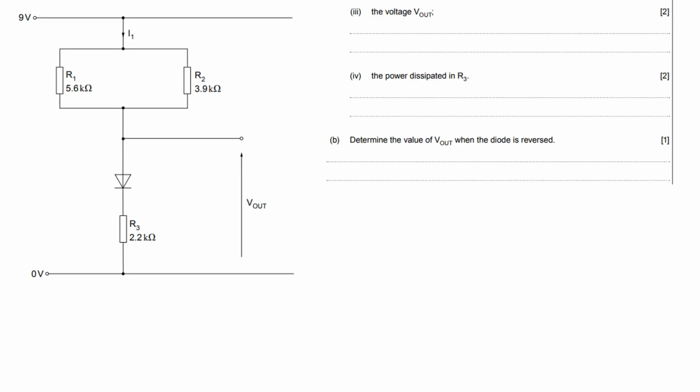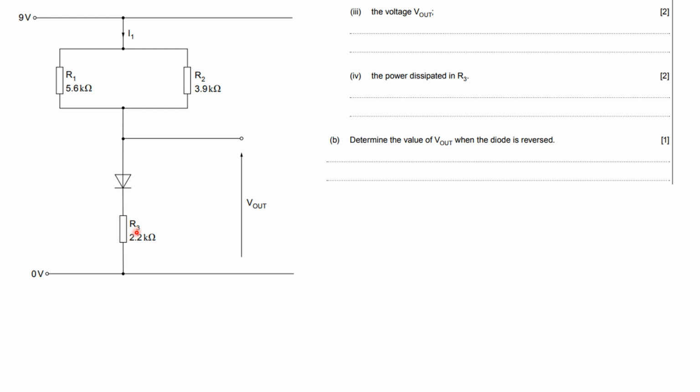Okay, determine the voltage V out. So the voltage across there is going to be the voltage across the diode, which is 0.7, plus the voltage across there. How do I find the voltage across there? Well, if you know the resistor value and you know the current, you can work it out just doing V equals I times R. The power dissipated in this resistor, you could just use V times I, or you could use I squared R. So whatever the I is, you square it and multiply it by 2.2.